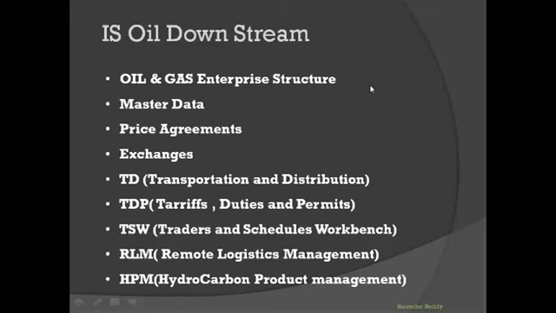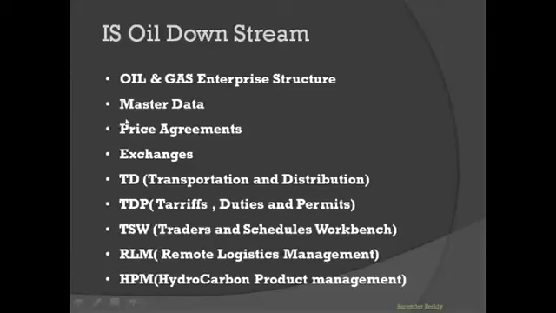Yeah, we also have TD master data. Those master data we will discuss in the transportation and distribution functionality. TD master data like vehicle master data, transportation unit master data, and driver master data. Those things we will discuss in the TD functionality.